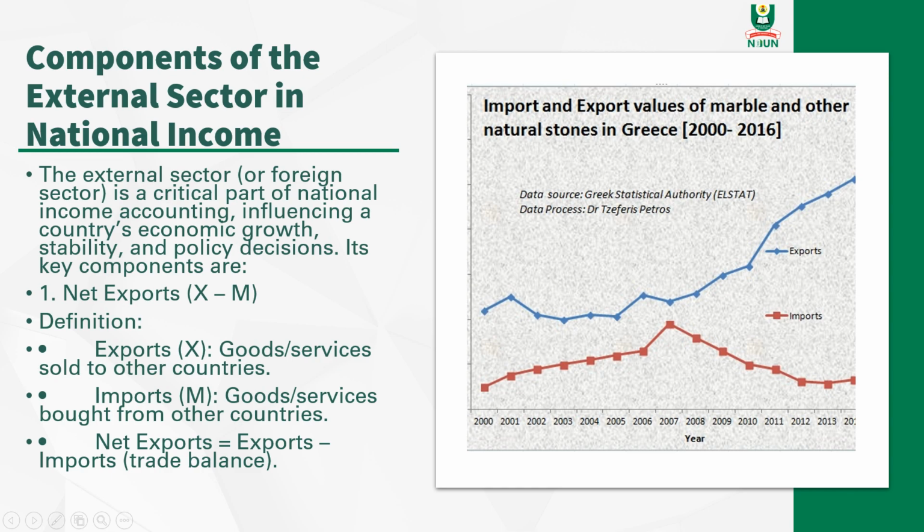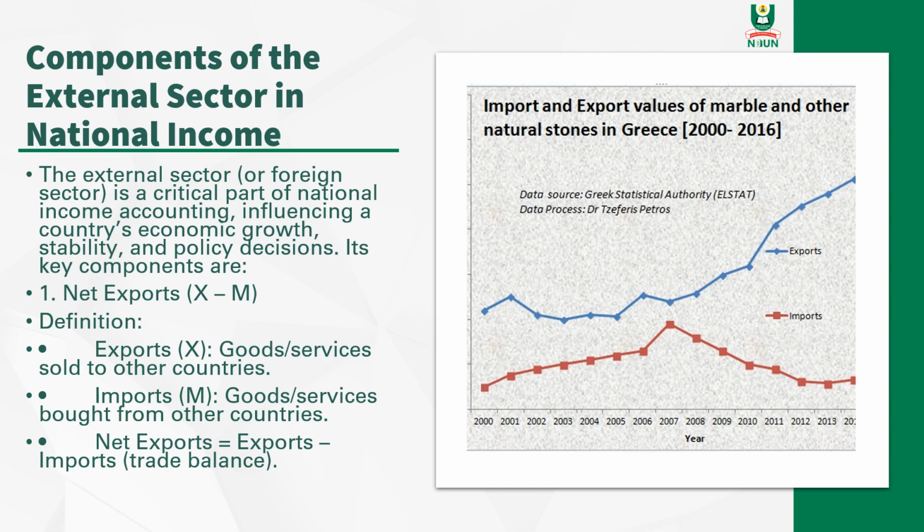That is, when you want to define, X is export, goods and services sold to other countries, while M is the import, which means goods and services bought from other countries. So when you buy less and you export more, you are supposed to have what is called trade balance. When you say export minus import, we give you trade balance. The balance of payment should be in surplus, should be positive and not negative. When it's positive, it's surplus. When it's negative, it is deficit. And this influences a country's economic growth.